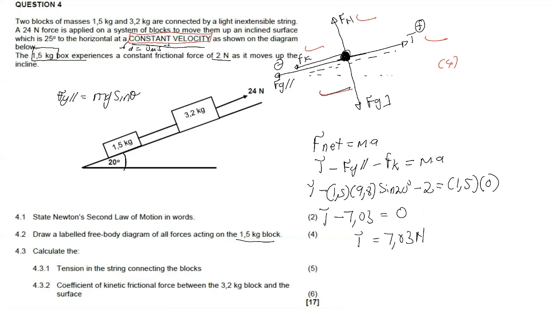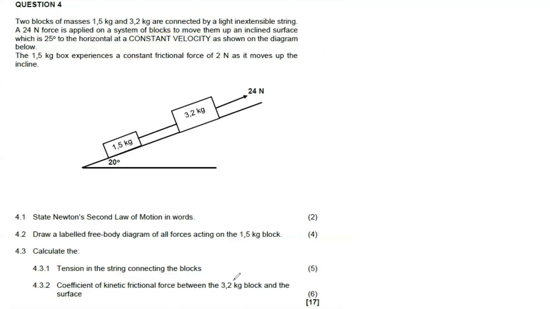And then that's how you could have found the magnitude of the tension there. Now 4.3.2, for 6 marks, it's saying calculate the coefficient of kinetic friction force between the 3.2 kg block and the surface, right? Now, we are on the 3.2 kg, so that means the first thing that we need to do here is to show all the forces acting on the 3.2 kg. So we can do that by just drawing the free body diagram for the 3.2 kg.